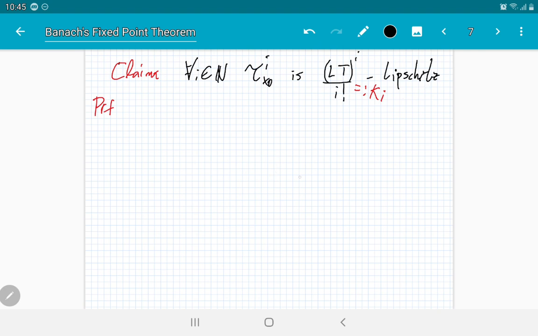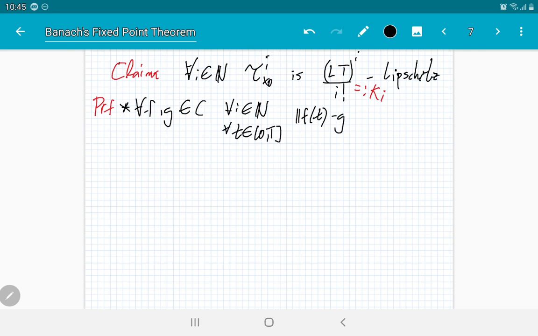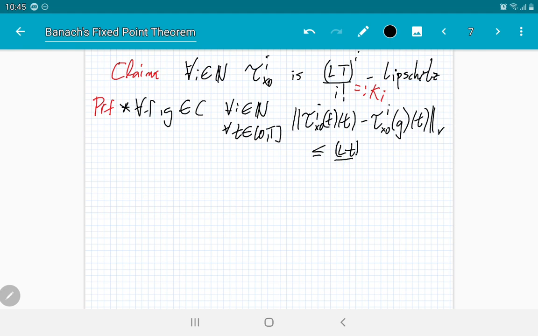So I'm actually going to prove a slightly stronger statement. I'm going to prove this by induction. That for any f and g in C, and for any i natural, including 0, for any t in the interval 0 to T, the norm of tau i, x naught, of f at t minus tau i, x naught, of g at t is less than Lt raised to i.